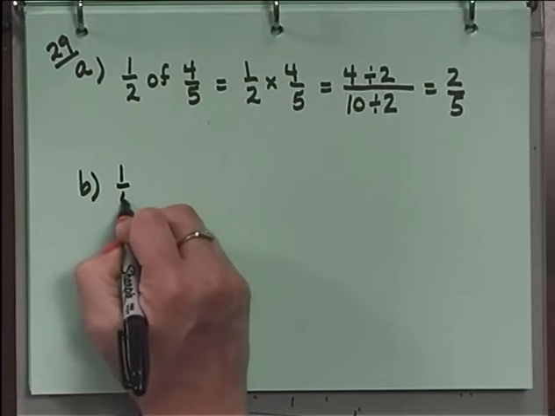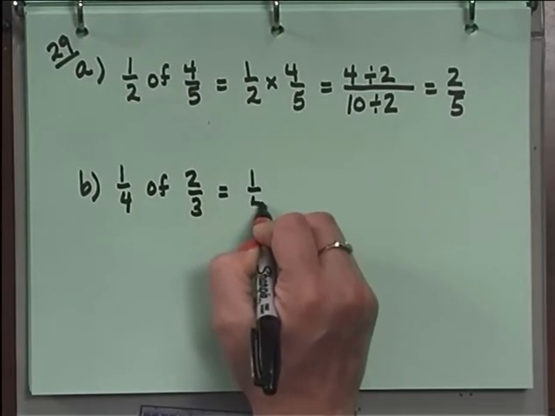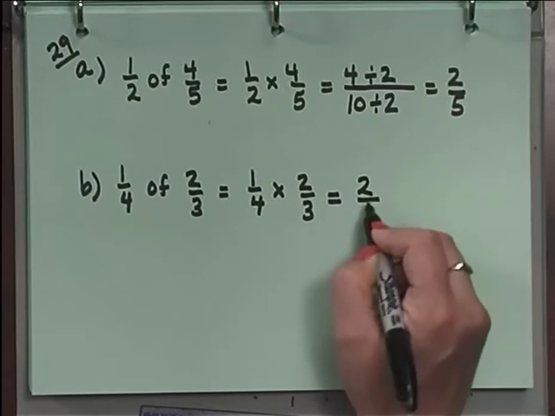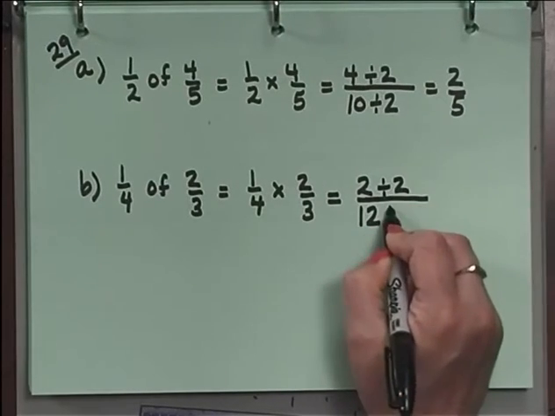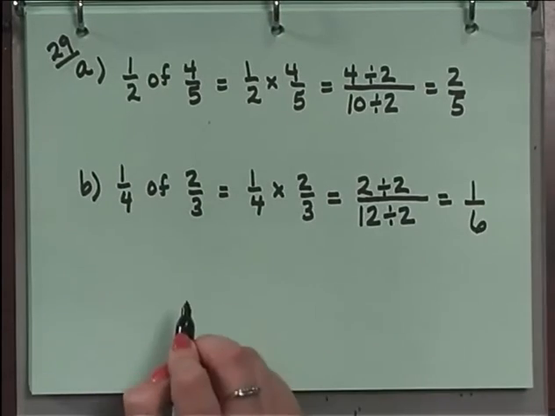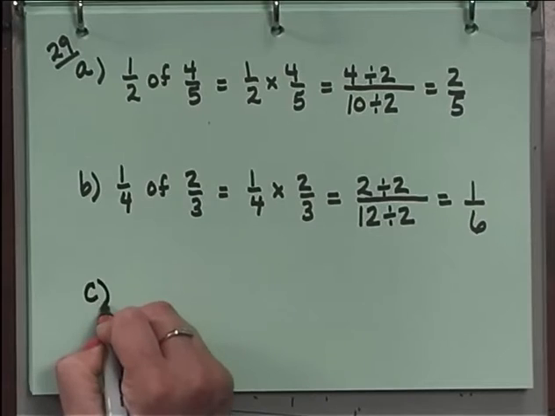Problem B, 1/4 of 2/3 is going to be the same thing as 1/4 times 2/3. And 1 times 2 is 2, and 4 times 3 is 12. We can reduce by dividing by 2. 2 divided by 2 is 1. 12 divided by 2 is 6. So our reduced product would be 1/6.